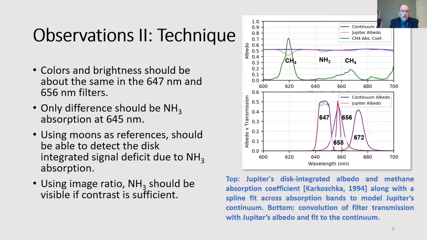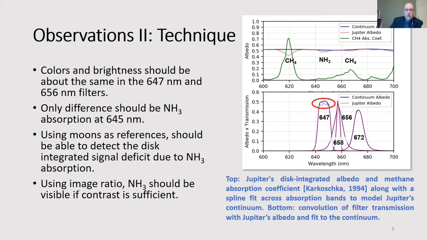So what's the technique? The technique is to look at the absorption band in a narrowband filter at 647 nanometers, that's the closest I could come to the exact 645 nanometers of the ammonia band, and then compare that band, the signals in adjacent continuum bands. So 656 or 658 or 672, these are common bands that are used in astronomy. The 647 band had to be procured from Edmund Optical. And the only difference between those bands should be the absorption of the ammonia.